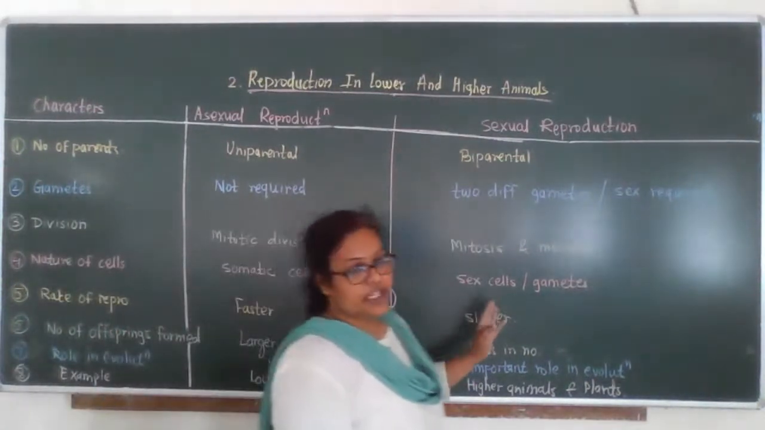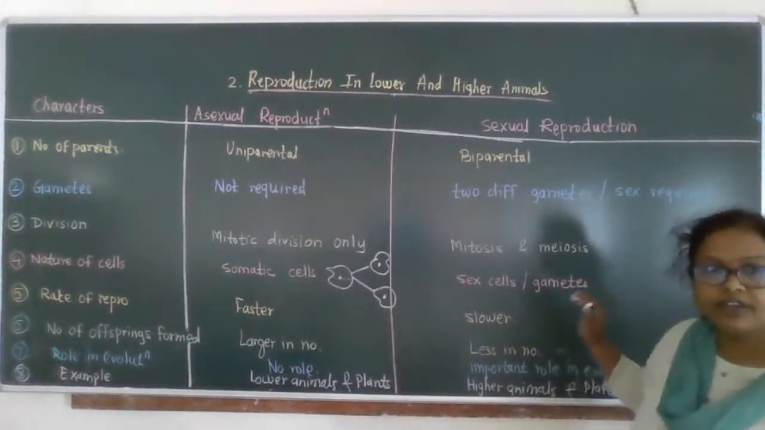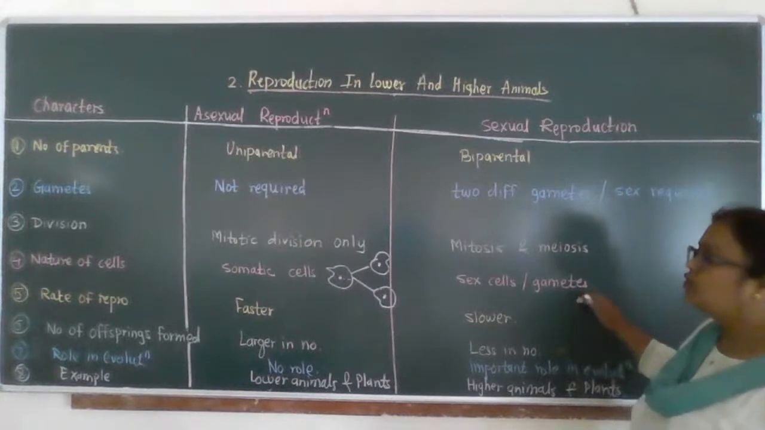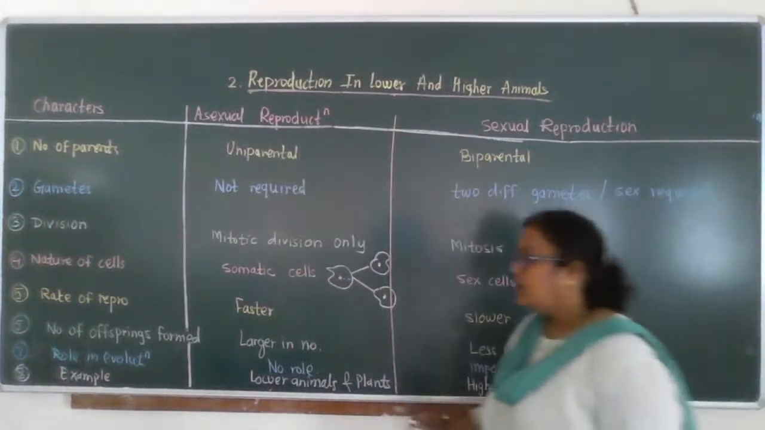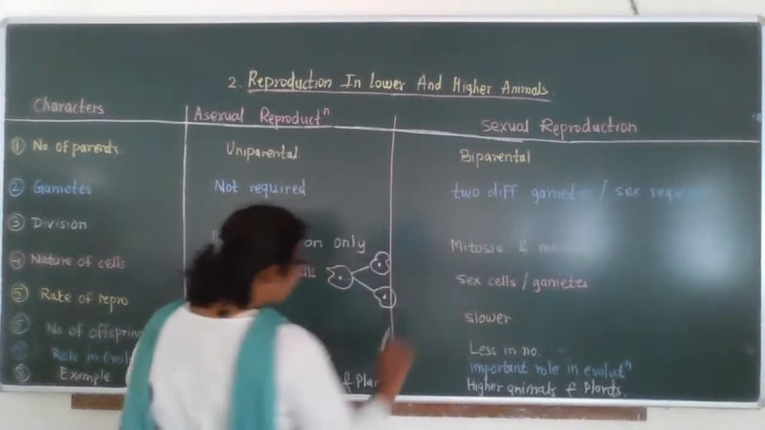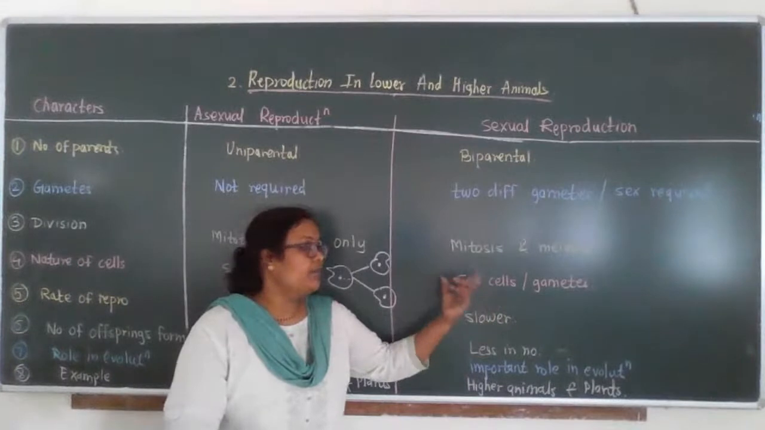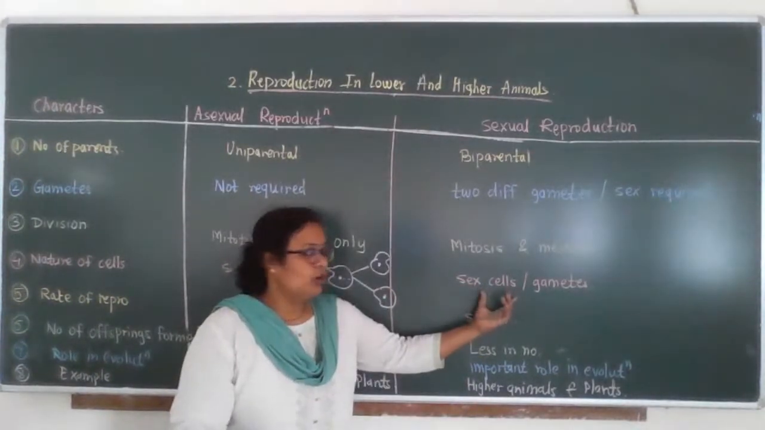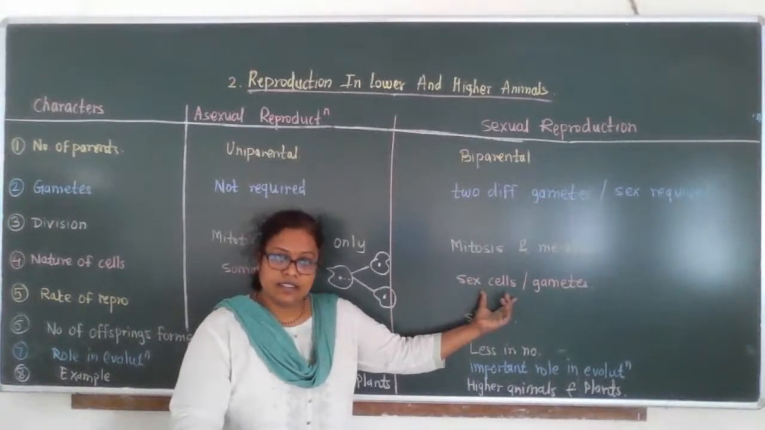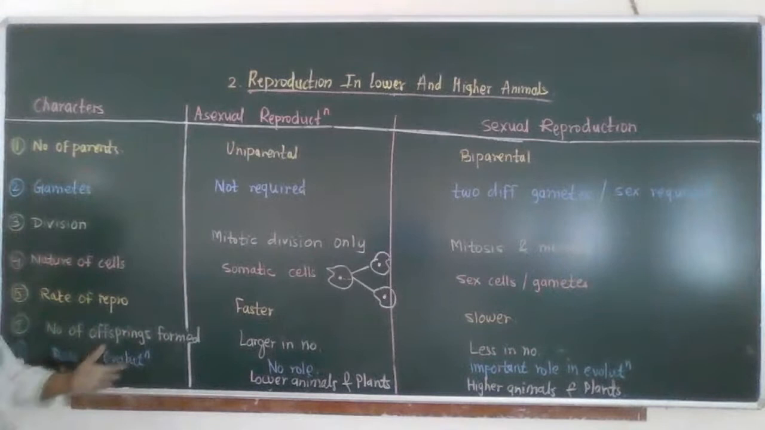While in sexual reproduction, there is the involvement of two different sexes or two different gametes, which are used to form the new organism. The fusion of two different gametes forms a diploid zygote, and further this diploid zygote undergoes multiple divisions to form a multicellular embryo and the offspring.